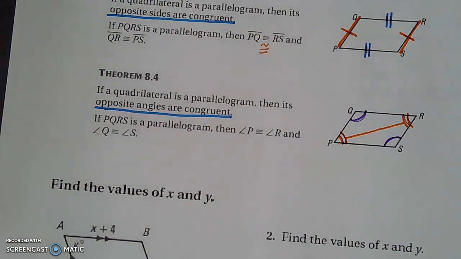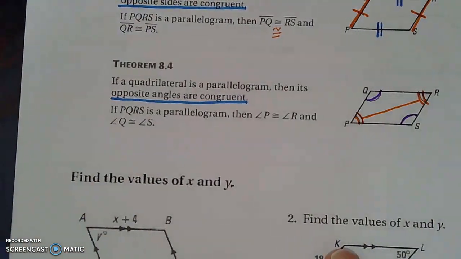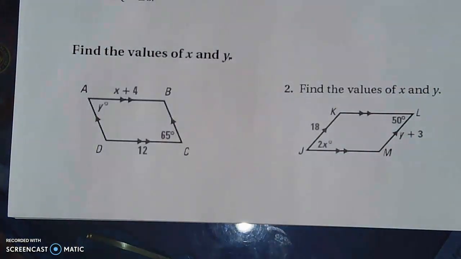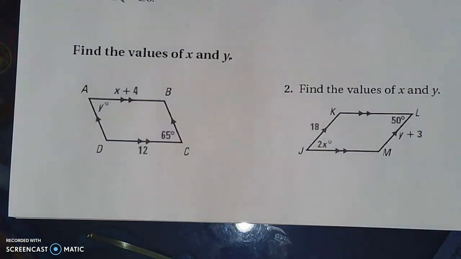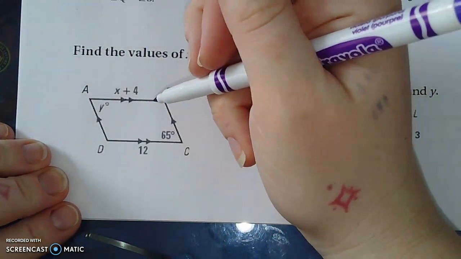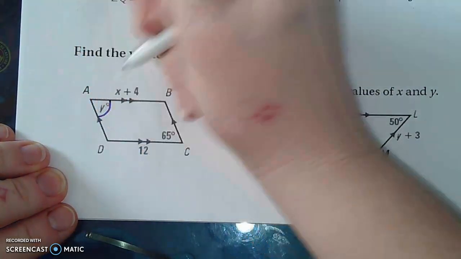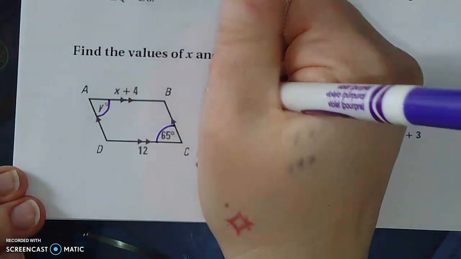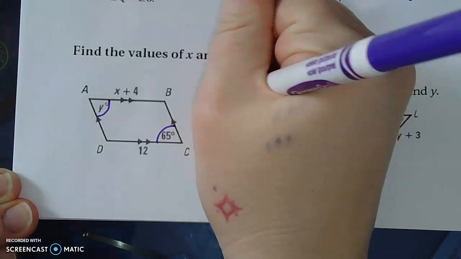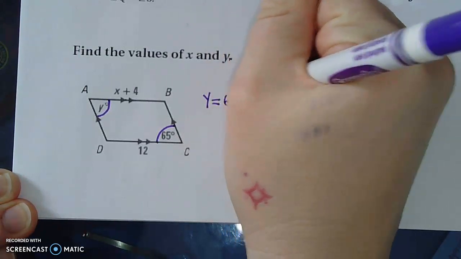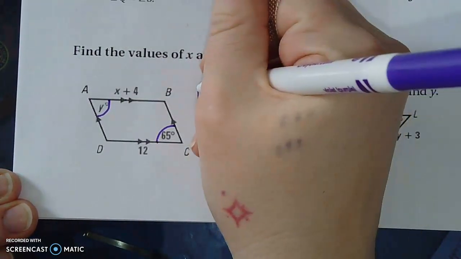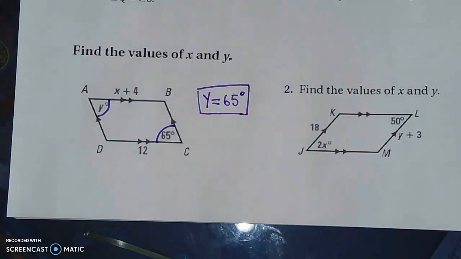Okay, so when we get into some of the practice examples on the bottom of the page, we're going to use some of these facts to solve them. It says find the values of x and y. I'm going to start with the angle because I see angle A is y, angle C is 65 degrees, so I can very simply say y equals 65 degrees, because I know opposite angles are congruent. So that was very easy.